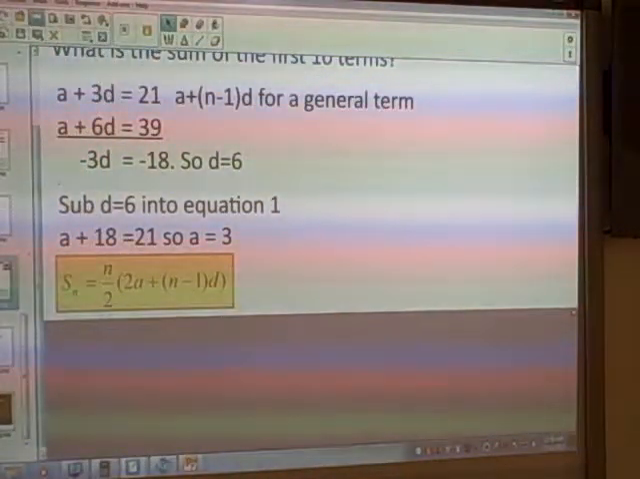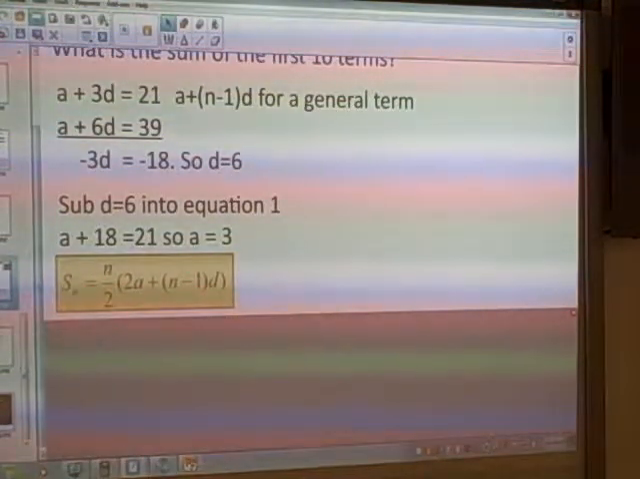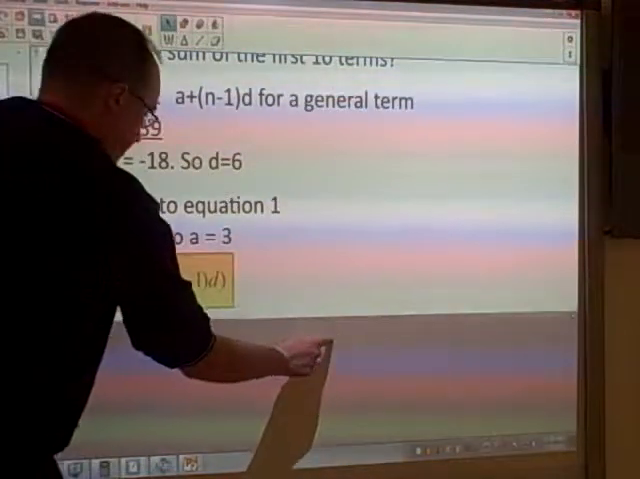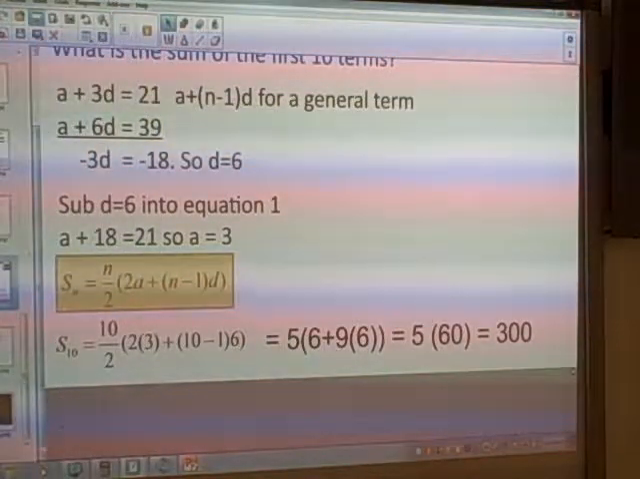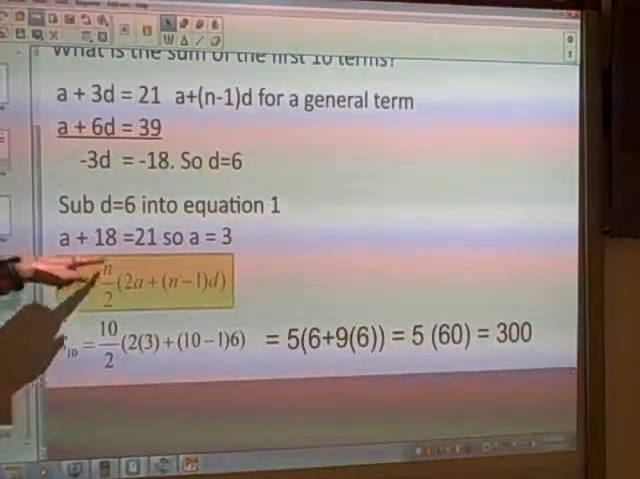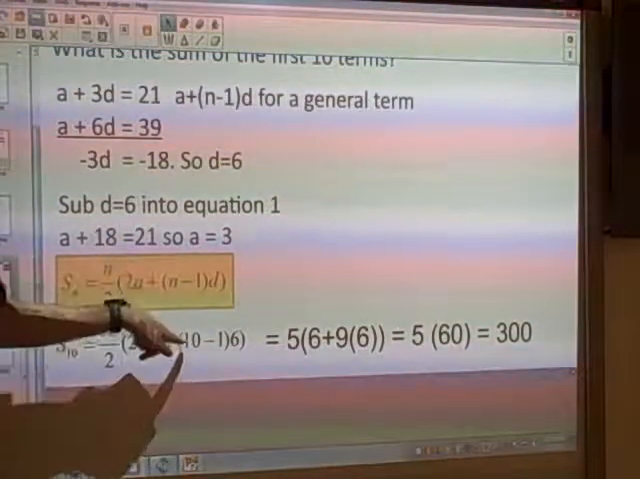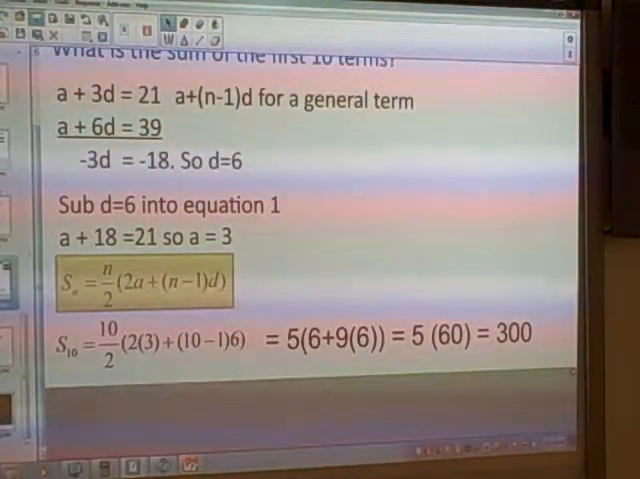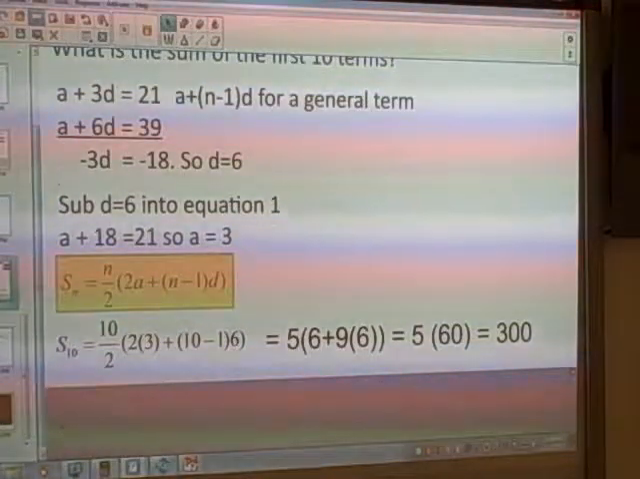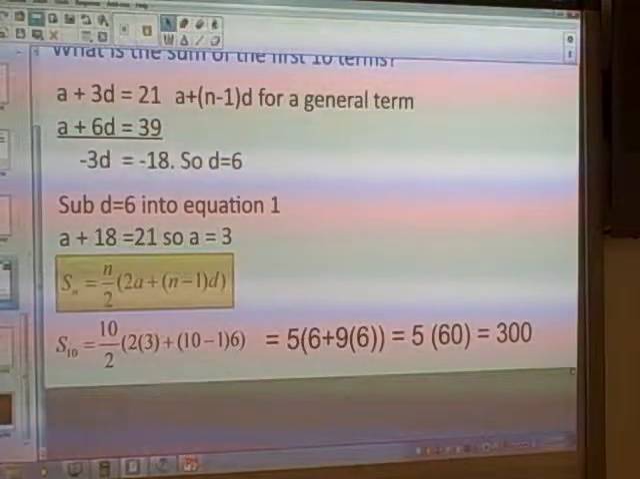So there's a formula that we had before. As I don't have the last term, I'm going to go ahead and just use this formula and then substitute in the appropriate values. So n was 10, a was 3, and d was 6, and once again n was 10 there as well. And if we substitute in, we can get 300. So a little more complicated than the questions you would have done in Algebra 2.